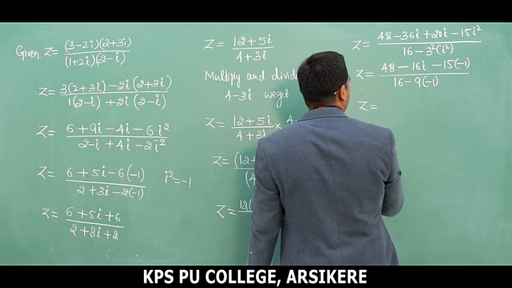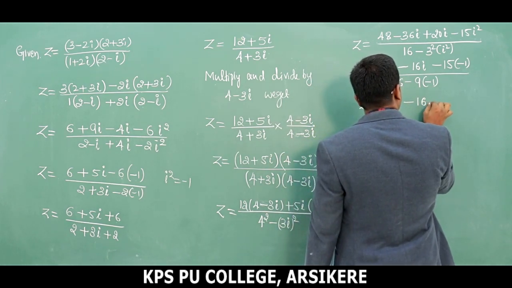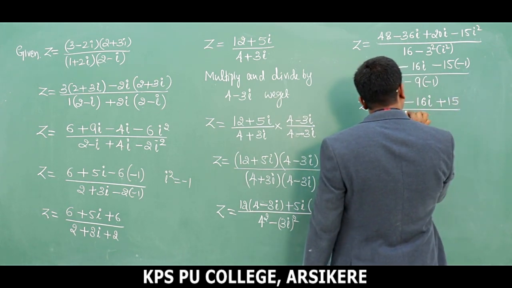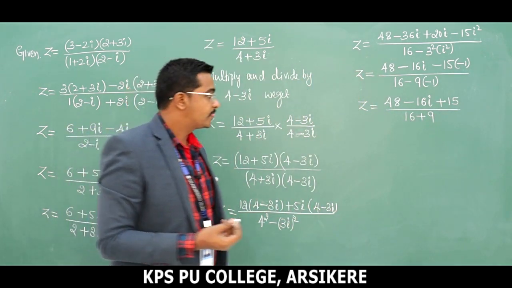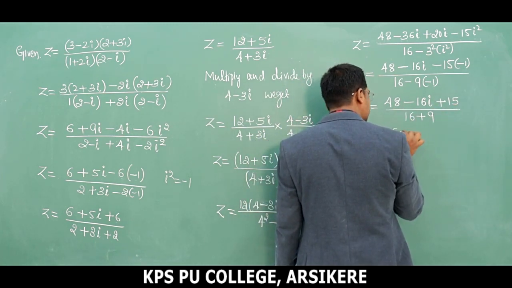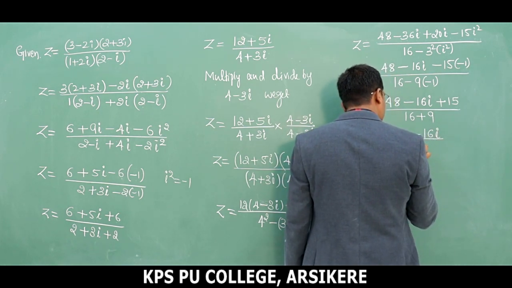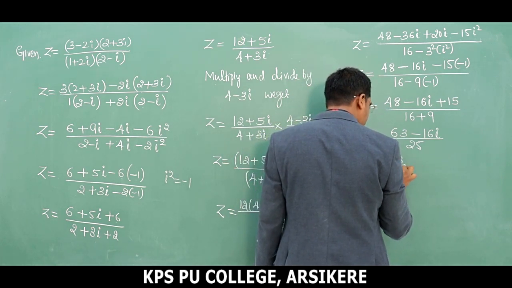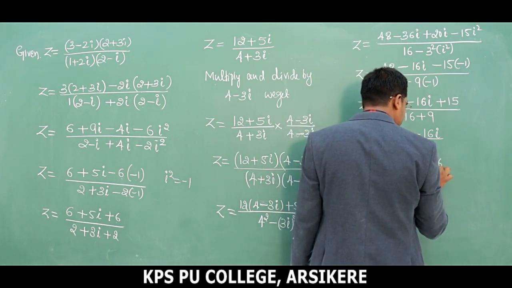Then Z is equal to 48 minus 16i plus 15, whole divided by 16 plus 9. Minus into minus becomes plus. Z is equal to 48 plus 15, that becomes 63 minus 16i, whole divided by 25. Now I will write this as 63 divided by 25 minus i times 16 divided by 25.